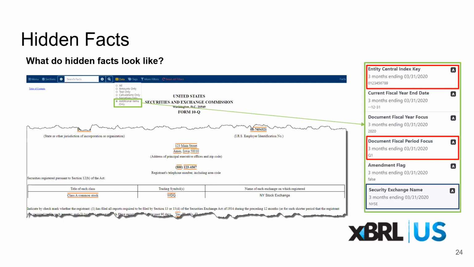So we talked about examples like the CIK, or for example the document fiscal period focus, where you say Q1, and that's typically not directly entered in your document. And then there is another example on the next slide.